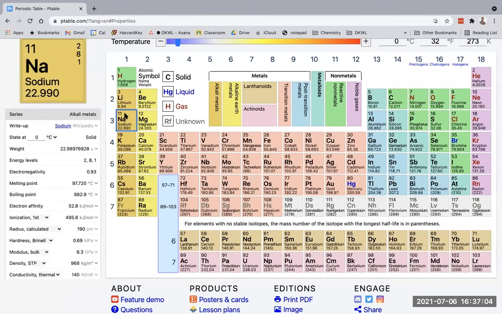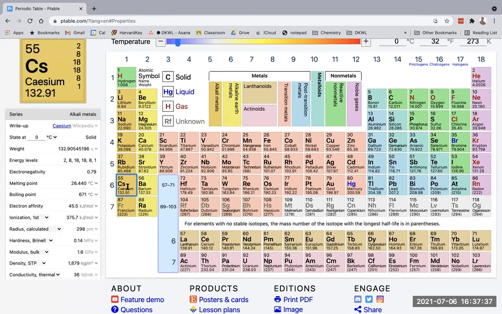Ionization for sodium, 496. Lesser than that of lithium. This means that you need less energy for sodium to become an ion. No wonder sodium is a bigger atom, it loses an electron much easier. Potassium, 420. Rubidium, 403. Cesium, 376. So as you go down the group, the atom becomes bigger. The electrons go further and further away. It becomes easier to lose them.